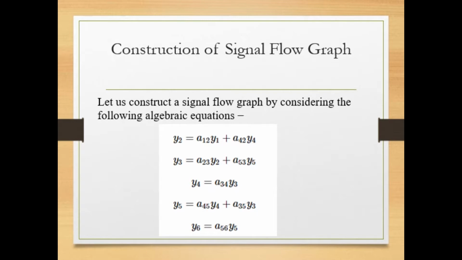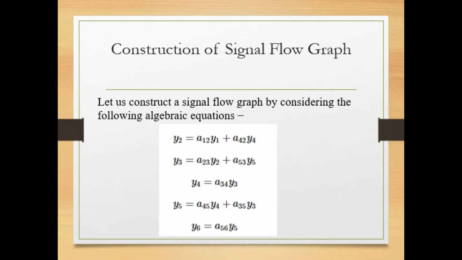So we see here you have variables, that is y2, y1, and the gain is a12. So y2 is nothing but a12 into y1 plus a42 into y4. That means these are our nodes: y1, y2, y3, y4, y5 and y6. So how many nodes do we have? We have actually 6 nodes. And all these a12, a42, a23 represent the gains of the branches. So what is y2? y2 is nothing but a12 into y1.